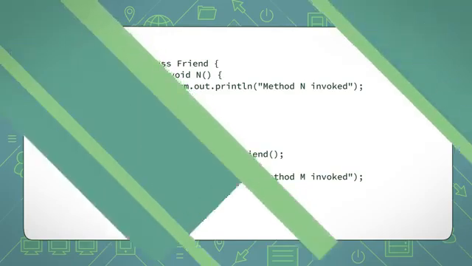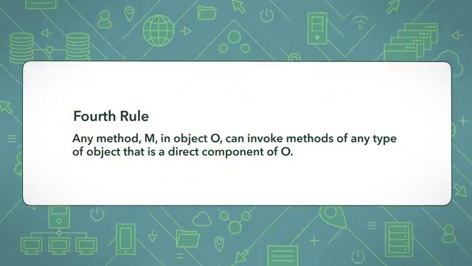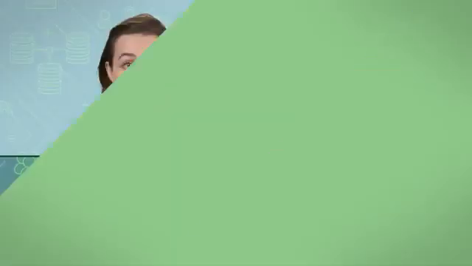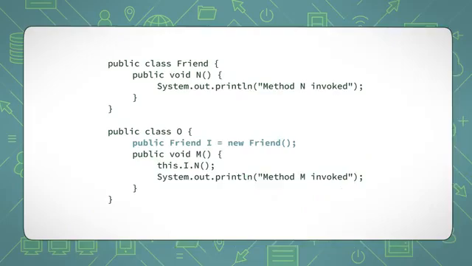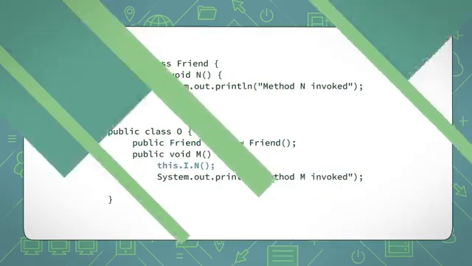In addition to local objects, the fourth rule states that any method, M, in object O, can invoke methods of any type of object that is a direct component of O. This means that a method of a class can call methods of the classes of its instance variables. Since class O has a direct reference to the friend class, any method inside of O is allowed to call any method of class friend.